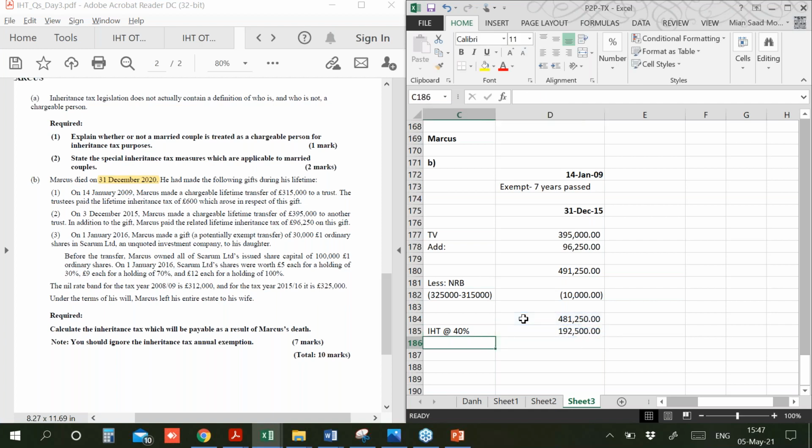Now I will stop here and ask you, is there any taper relief available if we compare that the transfer was made on 3rd December 2015 and the death happened on 31st December 2020? Is there any taper relief? Yes, Ziad, we will not deduct annual exemption from 315 because here the chargeable amount has been given to us. I have told you in the last question, if the chargeable amount is given, we will not deduct annual exemption here.